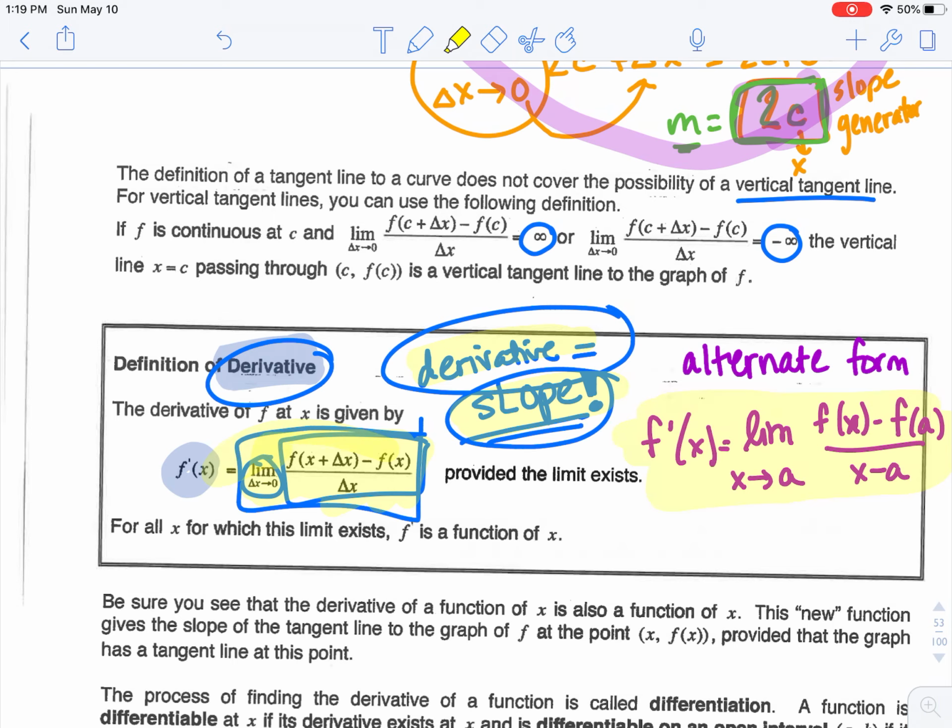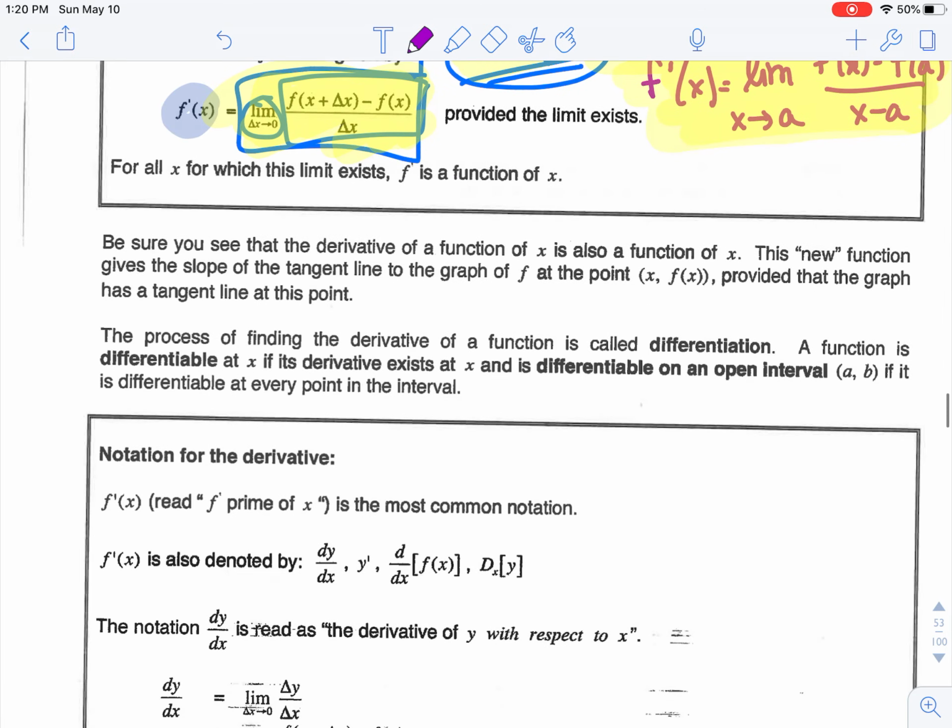So there's the first one over here, right? That was the first difference quotient. That's the delta x form. And this is the one with more of a traditional slope form. You can use either one. It'll work every time as we go through to find these new derivatives.